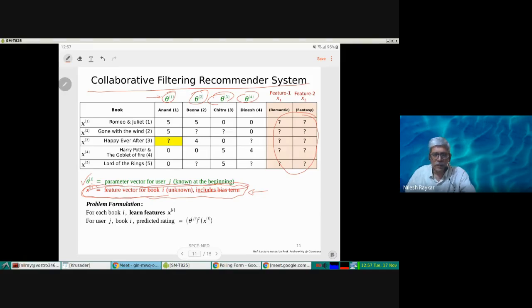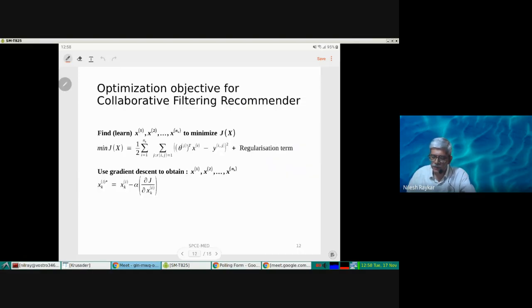We'll formulate the problem in exactly the same manner, except that instead of finding unknown thetas, here we'll be finding unknown X. So we'll learn the features X where the ratings are given by theta transpose X. The prediction minus the actual value will give you the error, if you square this and sum over all the users and all the books for which ratings are known. That will give you the error term. That is what is shown in the next slide.